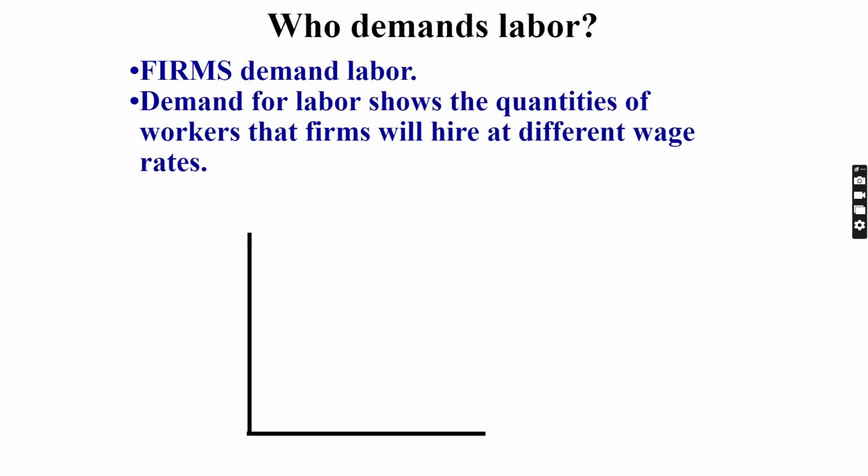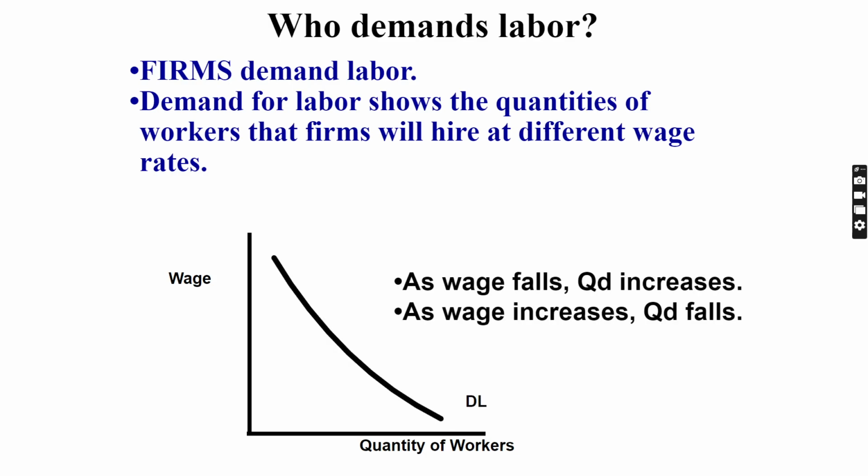Historically, labor has been the most important factor of production. It is still extremely important. I wouldn't necessarily say it's the most important, but it is extremely important. And the demand for labor shows the quantities of workers that firms will hire at a variety of wage rates. And so, just like before, we have the wage on the y-axis, we have the quantity of workers on the x-axis. Here, I've abbreviated it, but it's still demand, and in this case, it's demand for labor.